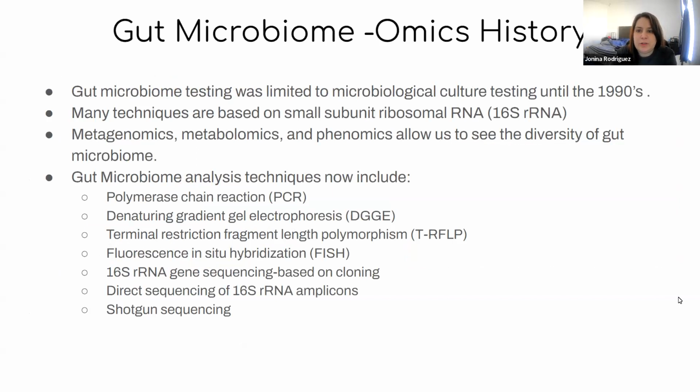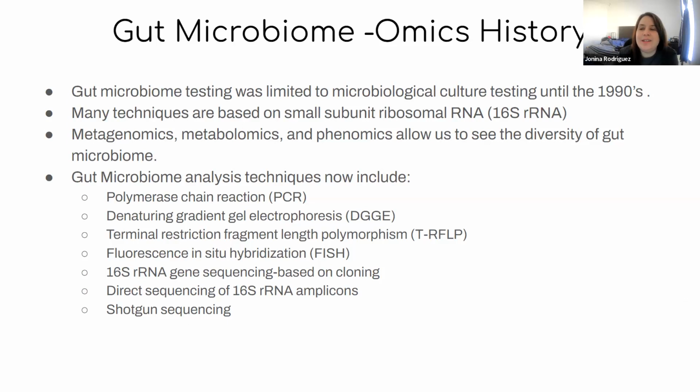So let's talk about the omics history of gut microbiome. Up until the 1990s, gut microbiome testing was only limited to microbiological cultures. Once 1990 hit, we were able to see more next-gen sequencing to allow us to dive deeper into gut microbiome development. And then many techniques are based on a small subunit, ribosomal RNA or 16S rRNA, to do these experiments. Metagenomics, metabolomics, and phenomics also allow us to see the diversity of gut microbiome because there is so much gut microbiome within our guts that it allows us to see all the different types that are in there.